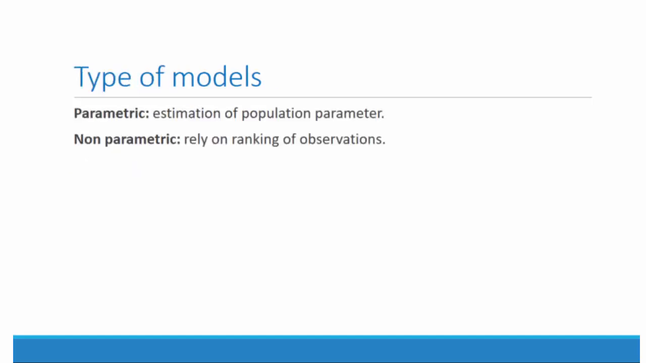Types of models are either parametric, which rely on estimation of population parameters, or non-parametric, which rely on ranking of observations. Parametric models are more accurate and precise as they have more statistical power, but they have more assumptions that should be met before building the model. Therefore, better use parametric models whenever the data set meets the assumptions.